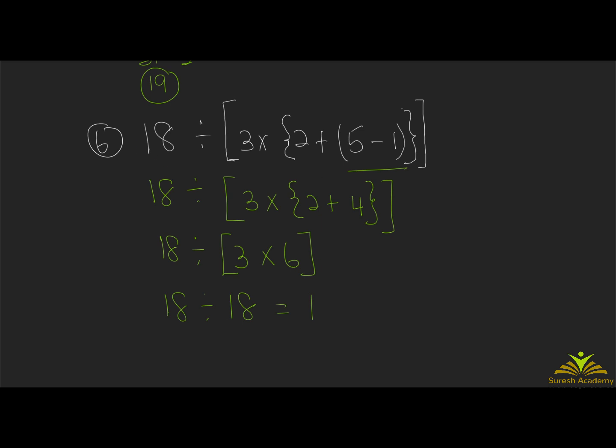See, right from the beginning, I did not do anything with 18. The reason is 18 is outside of the bracket. Anything that is inside the bracket has to be solved first. And when you have multiple sets of brackets, always remember, work from the inner bracket and then work your way out. Now, that is a little bit on BODMAS.